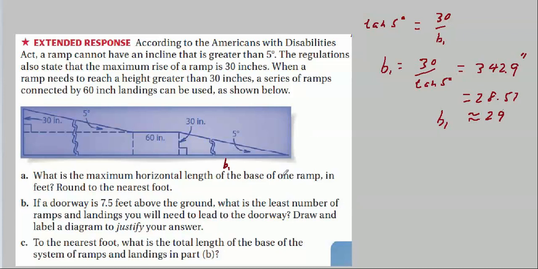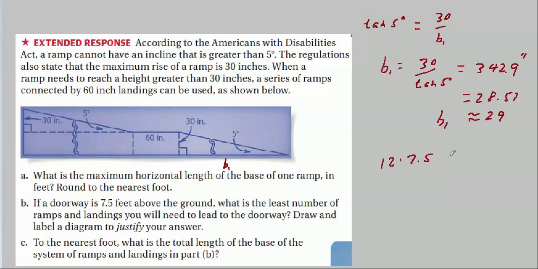Okay, that was fun. What about this one? The doorway is 7.5 feet above ground. What's the least number of ramps? Well, for every 30 inches, we need 1 ramp. So we just have to figure out how many 30-inch segments are in 7.5 feet. Well, first we got to convert to inches. So we got 12 times 7.5 feet. That's how many inches we'll have.